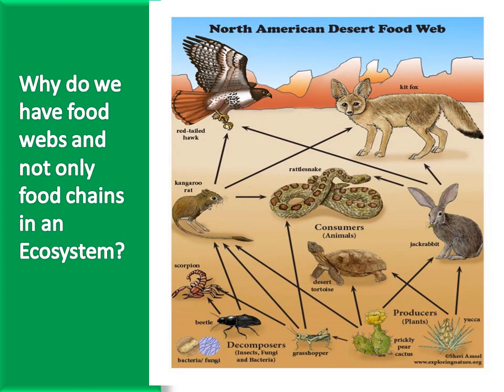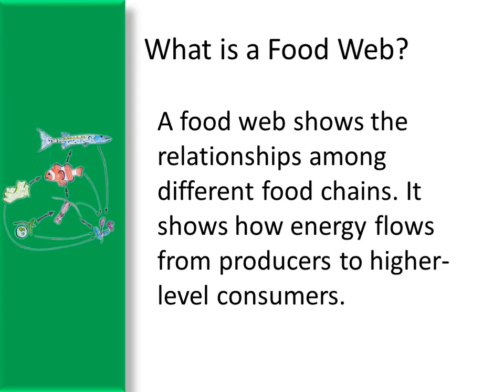So what is a food web? A food web shows the relationships among different food chains. For example, the jackrabbit belongs to two different food chains, one when it is eaten by the fox and once when it is eaten by the hawk. So, the food web also shows how energy flows from producers to higher level consumers.